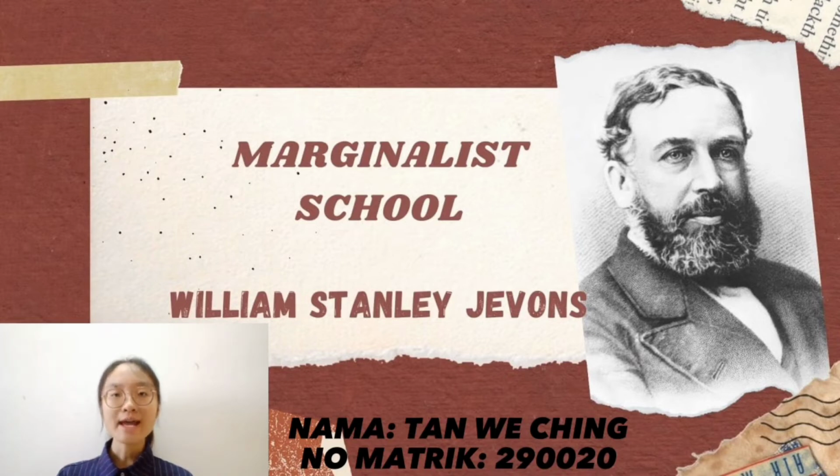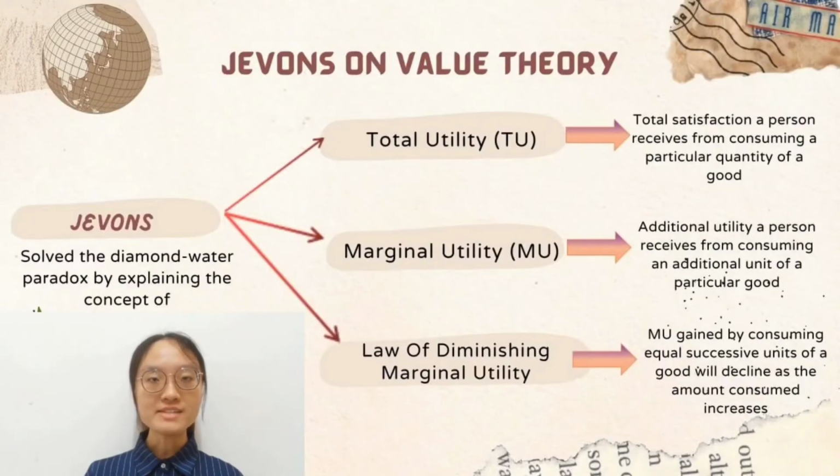So, for the next slide, we are going to look at his opinion on value theory and how he solved the diamond-water paradox. For this slide, we are going to discuss how Jevons, in his value theory, solved the diamond-water paradox by explaining these three concepts. The first concept is total utility (TU), the second is marginal utility (MU), and the third is the law of diminishing utility.